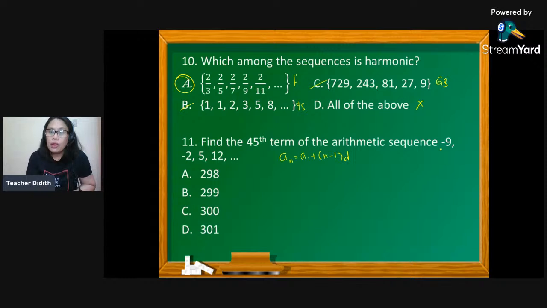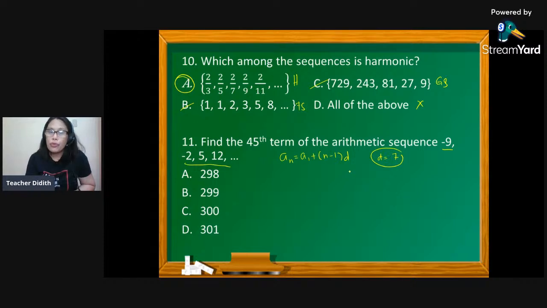And from the given terms here, we know that the common difference is 7. No? 7 siya. When we add 7 to negative 9, it's negative 2. Plus 7, it's 5. Plus 7, it's 12. So, d is 7. Okay. So, mga B yung answer, no?